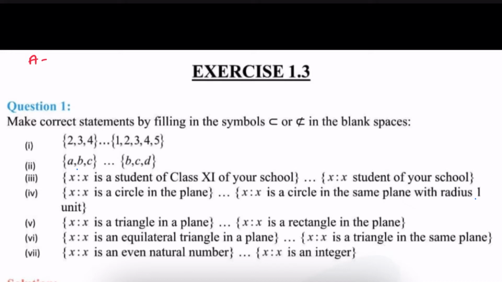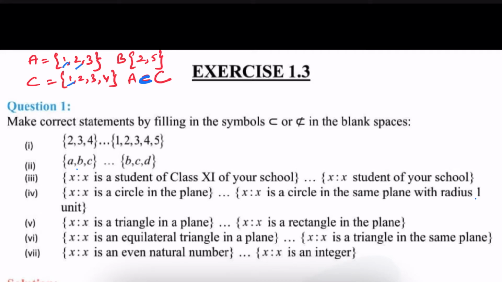Suppose the elements of A are 1, 2, 3. We are defining three different sets. Suppose B has 2 and 5, and C has 1, 2, 3, 4. So now you can tell that A is a subset of C. A is a subset of C if every element of A is an element of C.